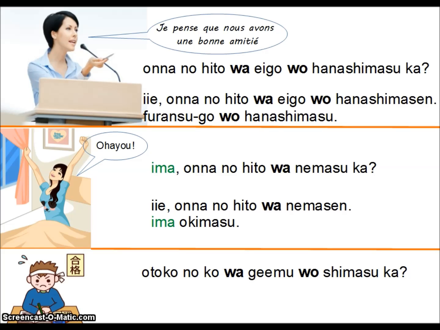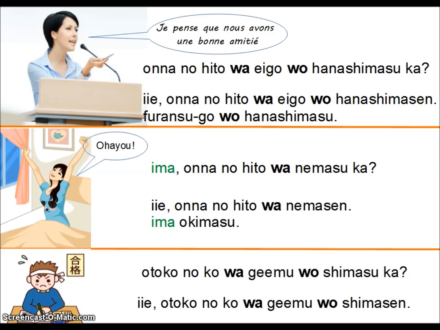男の子はゲームをしますか? This is still the subject wa, something o, verb. Just add ka for a question. So no, this boy isn't playing a game. He's not doing a game. He's actually studying. So we have to answer いえ、男の子はゲームをしません. いつも勉強します. いつも is a time word meaning always. He's always studying.